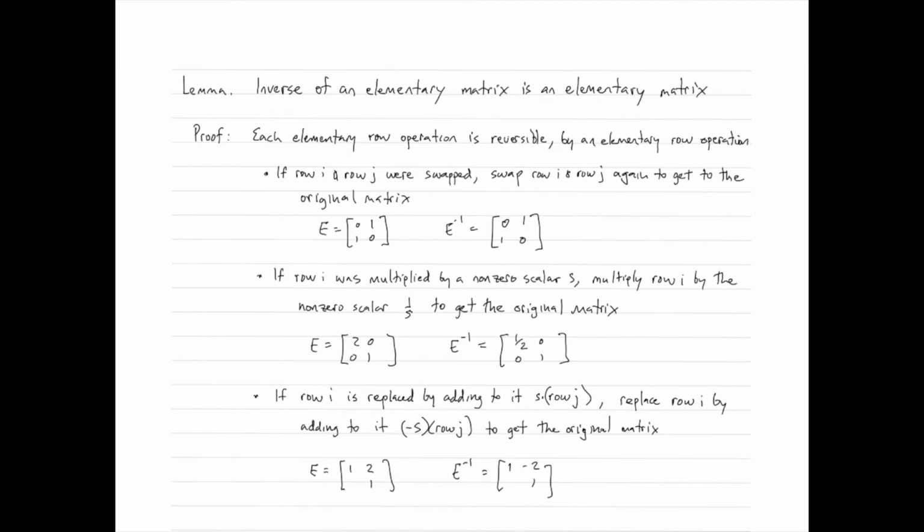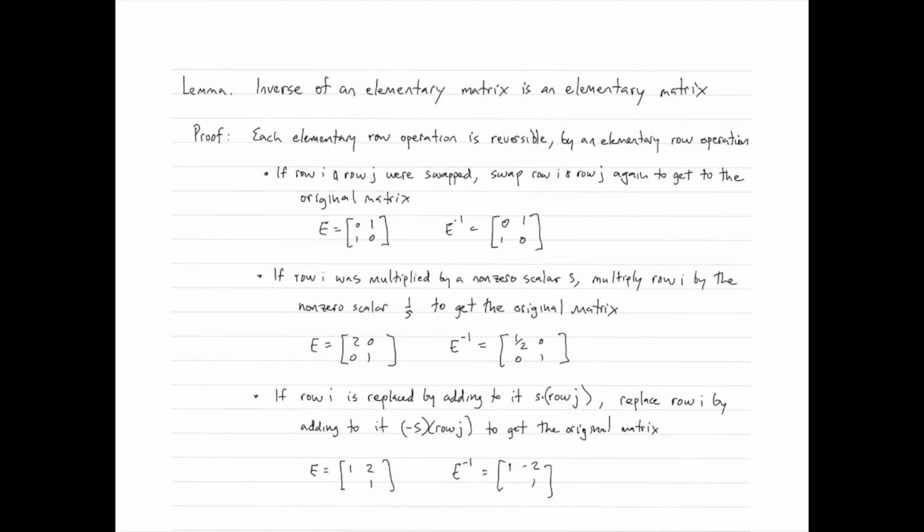And the reason is quite simple, actually. It's that each elementary row operation is reversible by a process that itself is an elementary row operation. So here I've done the 3 cases. So if the elementary matrix you started with just swaps row i and row j, then if you swap them again, you get back to the original matrix.